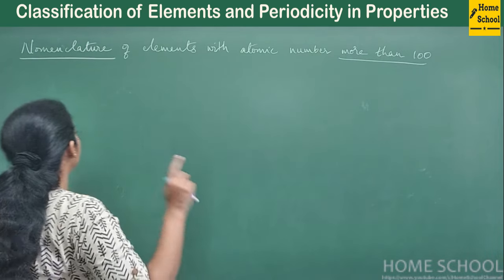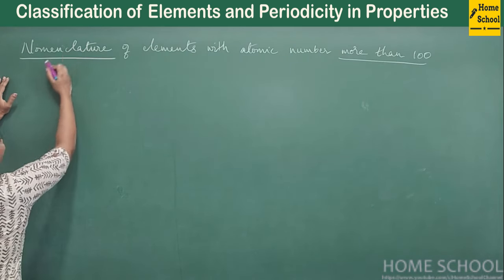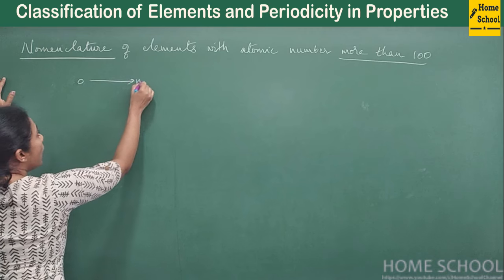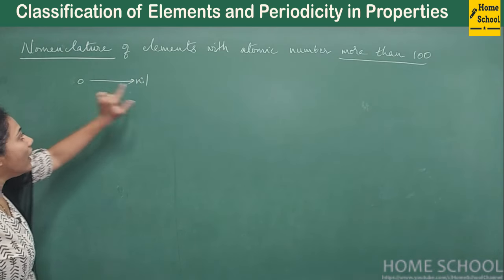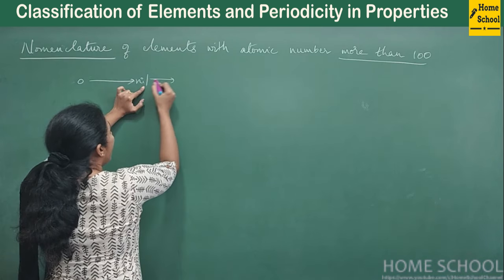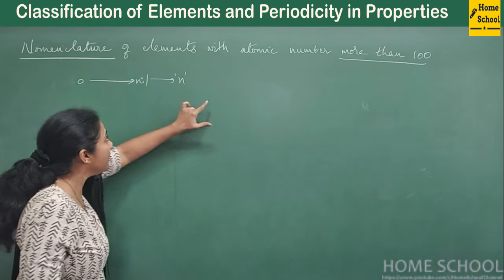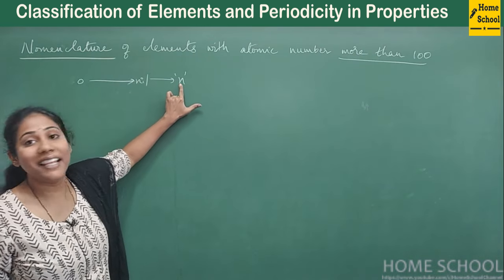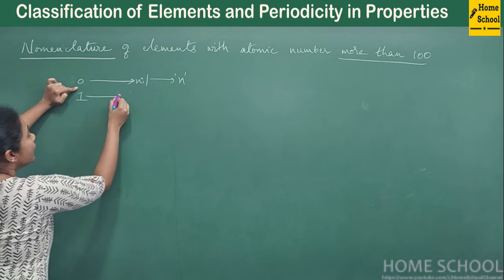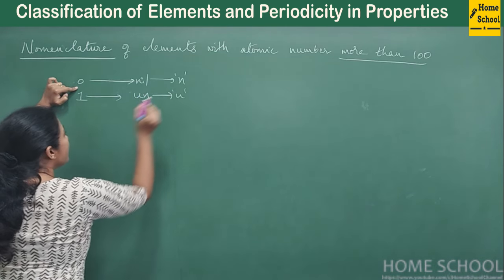Okay, you just have to remember this particular table, guys. When you have 0, this 0 is called with the word nil. 0 can be called nil, and in short it can be abbreviated, I mean it can be mentioned with the symbol n. Okay, nil means n. If it is a 1, we call this 1 as un. It can be abbreviated as u.